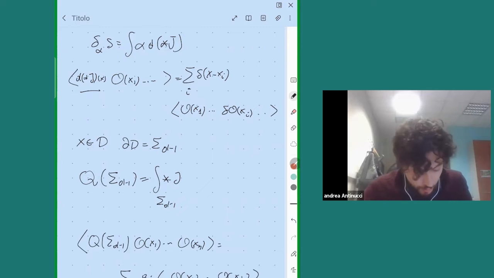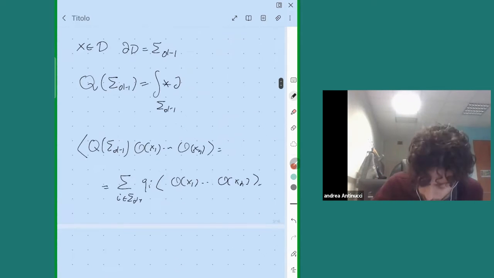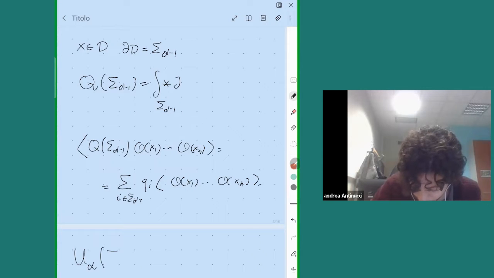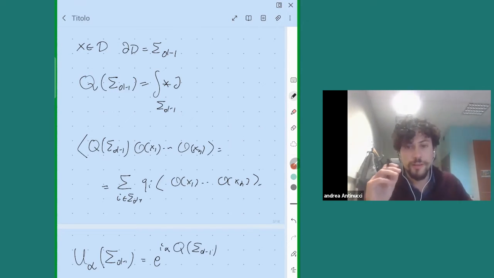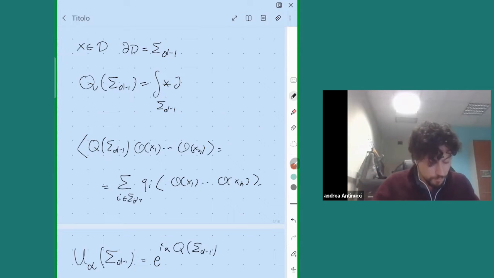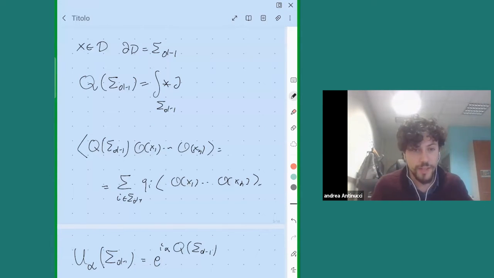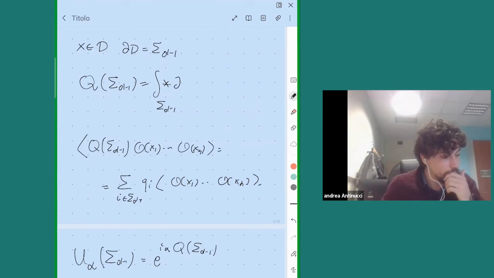Okay. There is a further step that you can do, which is to exponentiate the charge, and you will construct the finite symmetry action. This is just the exponential, and this will implement the finite symmetry transformation. It will make sense even for discrete symmetries. Okay, so very good. This is just a rephrasing of standard Ward identities, but it has some advantage.